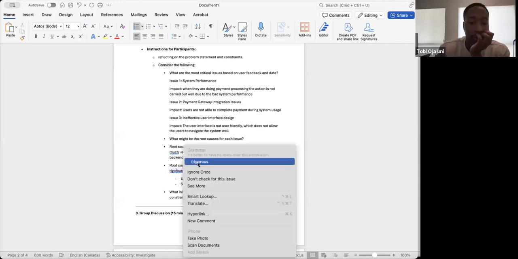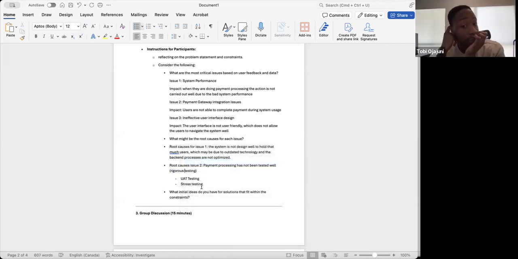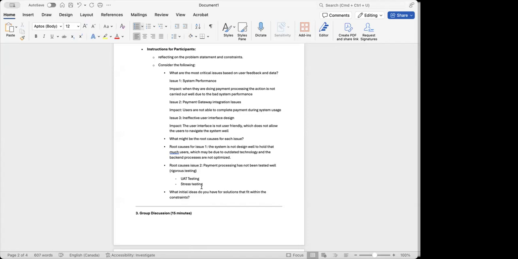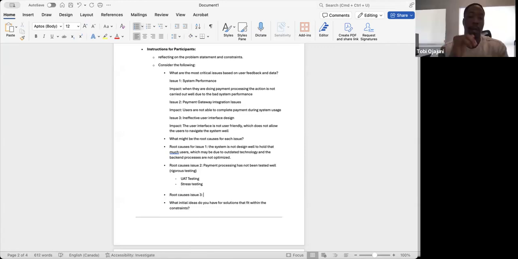So again, you believe the root cause for issue 2 is that the payment process has not been tested well. So there hasn't been enough rigorous testing, which could include UAT testing or stress testing. Is that correct? Yes, please.